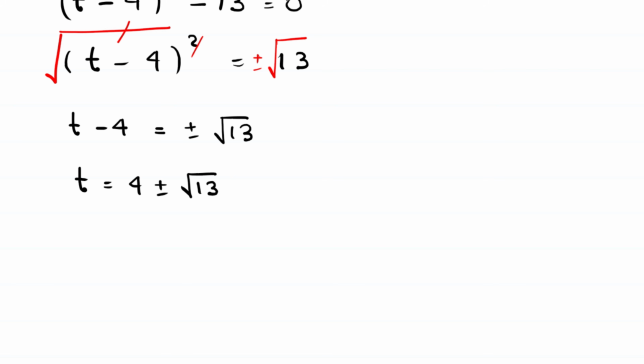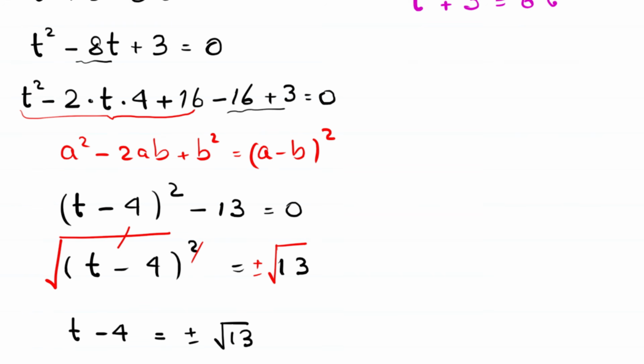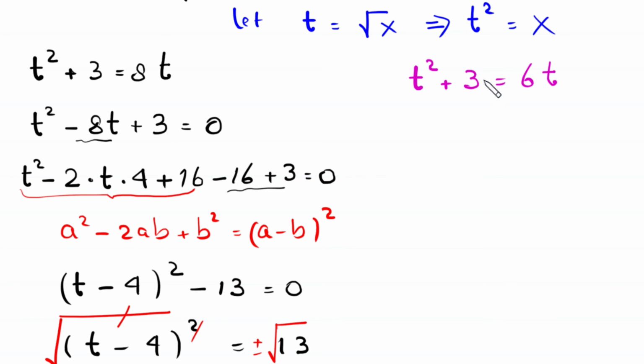Now we solve the second quadratic equation. From this equation, move this 6t to the left hand side. This will become t squared minus 6 times t plus 3 equal to 0. This quadratic equation is not factorable. We solve it by completing the square method.